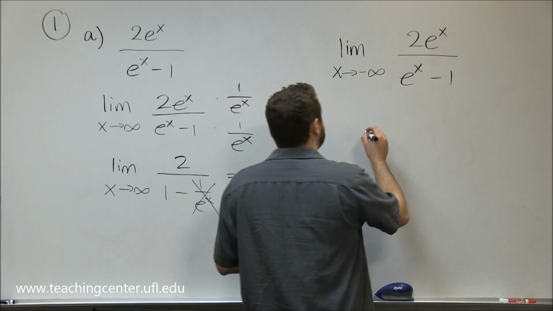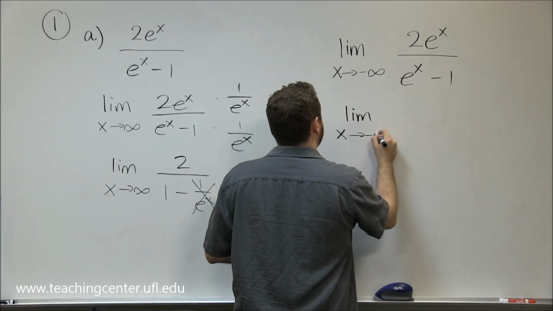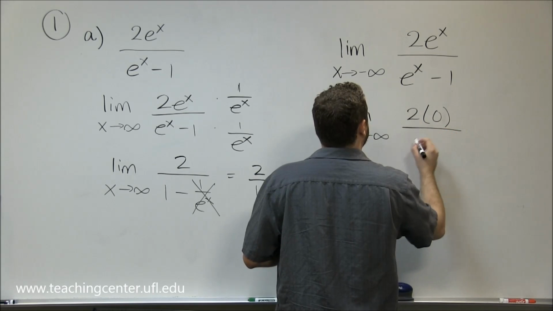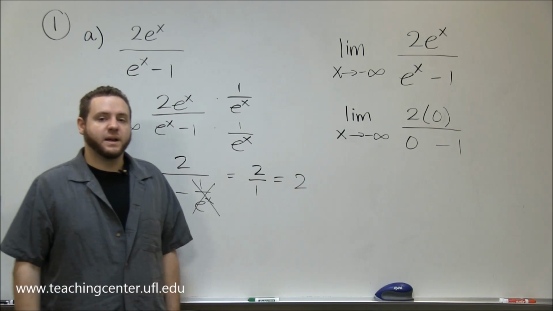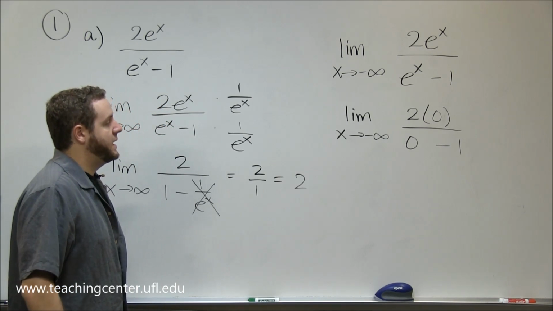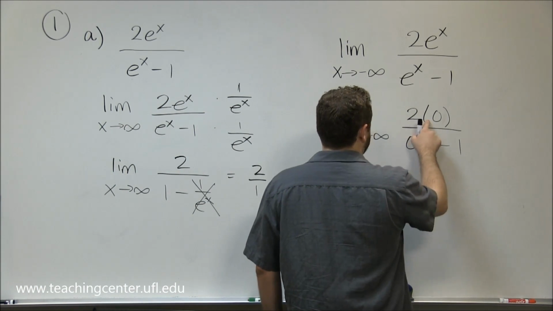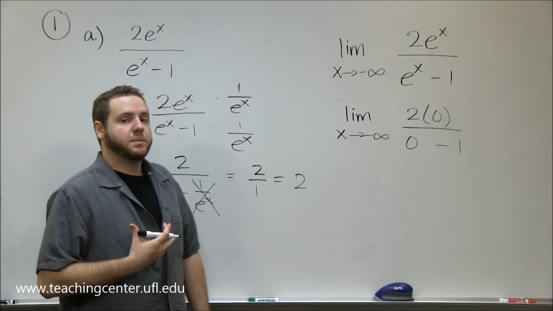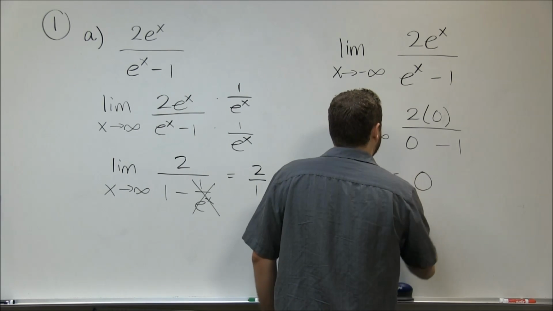So this becomes the following. This would become 2 times 0 over 0 minus 1 as you're doing that limit x to negative infinity. And in that case, that's actually just a number that we can evaluate because the numerator is 0, the denominator is 0 minus 1, negative 1. 0 divided by anything that's a constant number is 0. So we get 0.